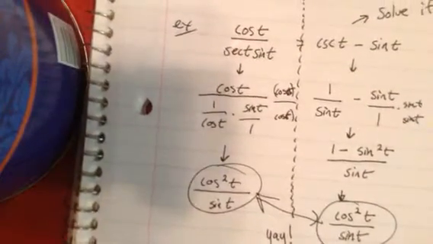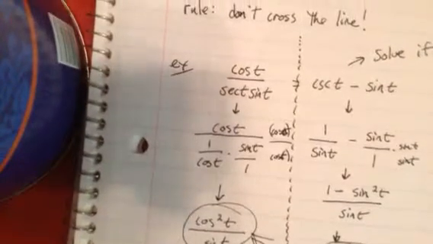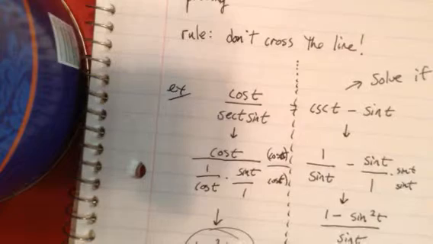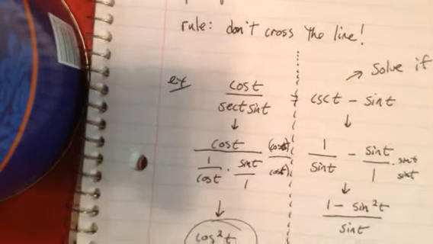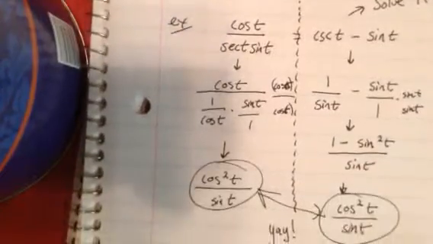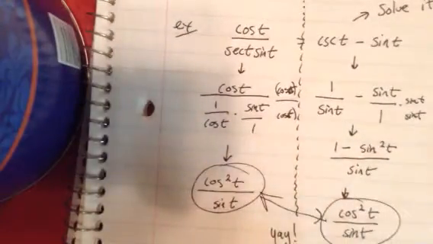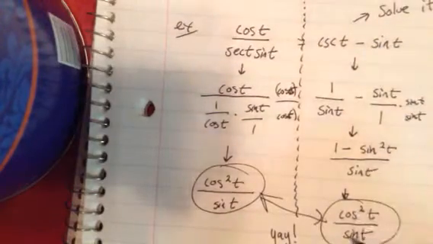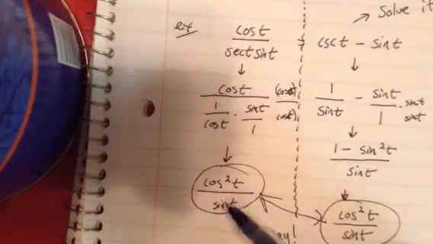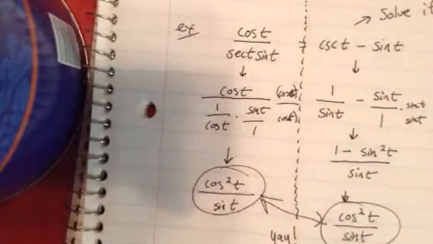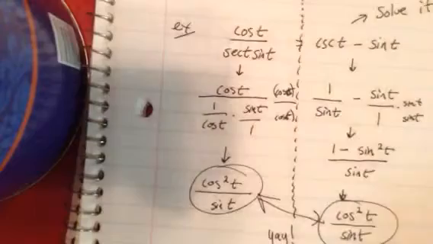So, a little weird. Give them a whirl. Left-hand side, right-hand side. Don't cross the line. Simplify the two sides separately until they're the same. You can work entirely on the left-hand side until it equals the right-hand side. You can work entirely on the right-hand side until it equals the left-hand side, or work them both until they're the same thing. They don't have to be what you started with.